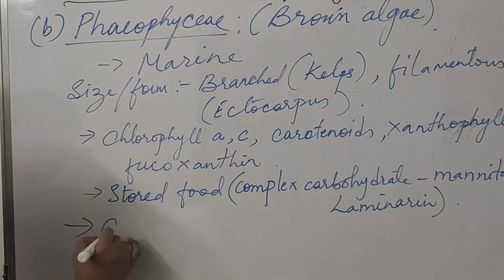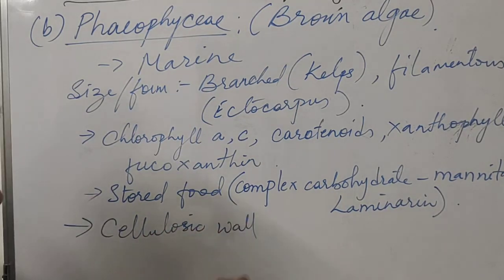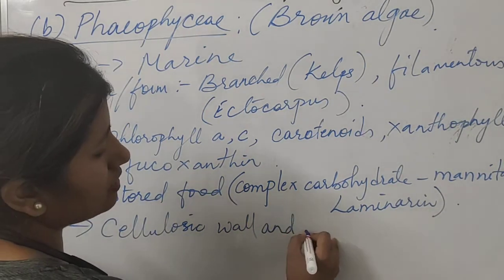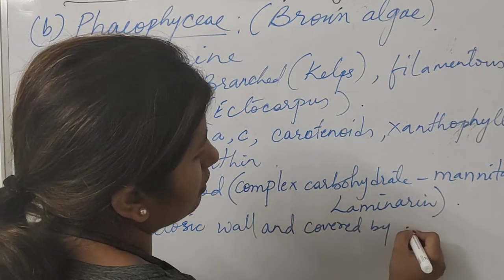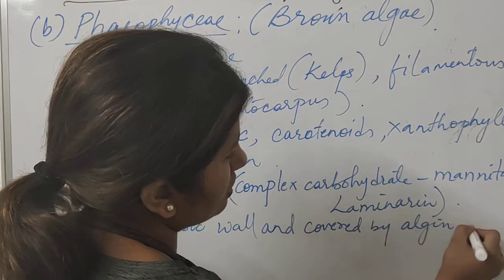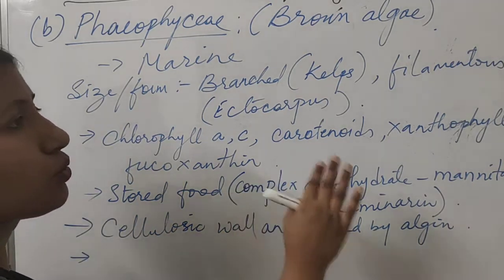Now the cell wall is made up of cellulose, so we call it a cellulosic wall. The cell wall is made up of cellulose, and they are also covered by a gelatinous sheet called algin. Phaeophyceae also has a structure which helps them remain attached to a rock or any host body.